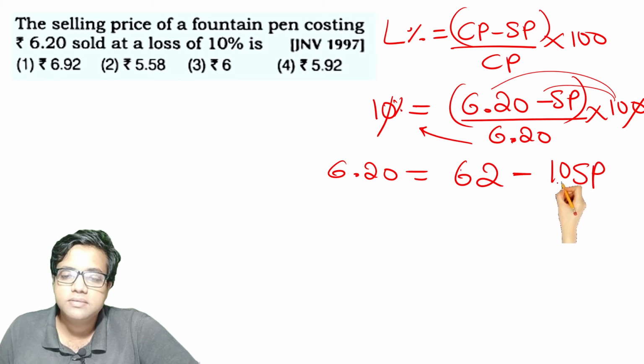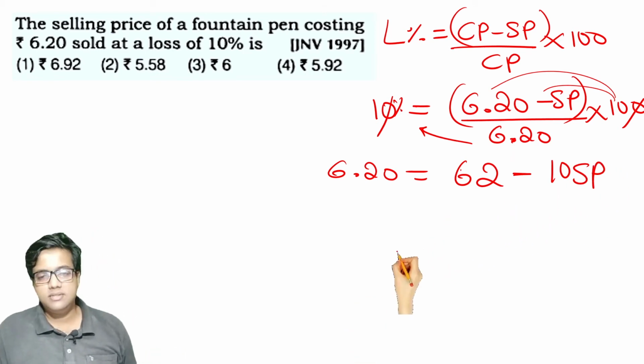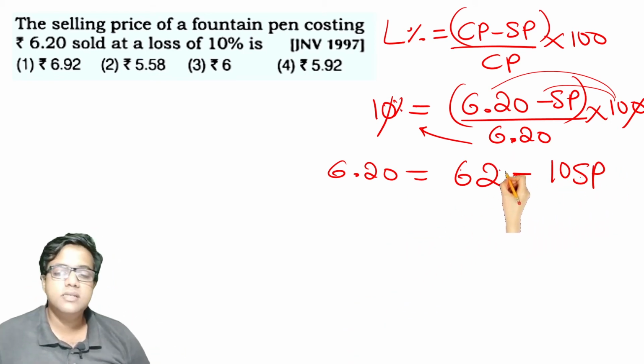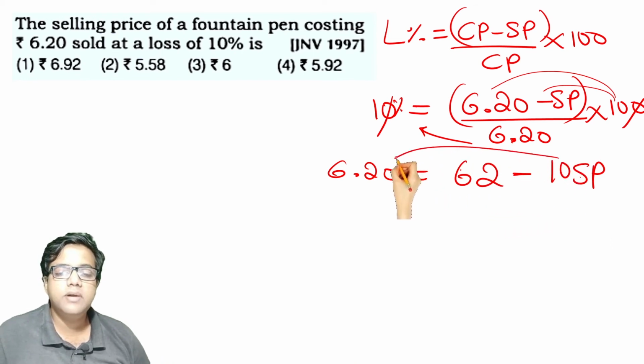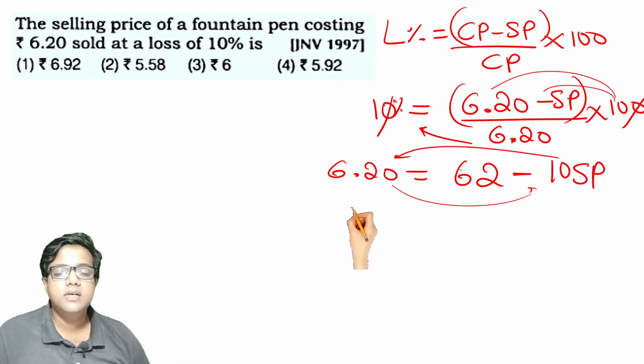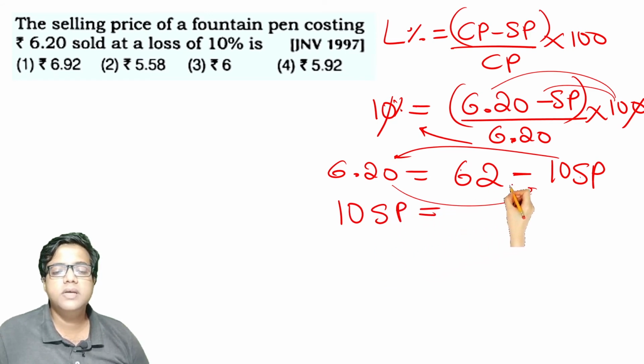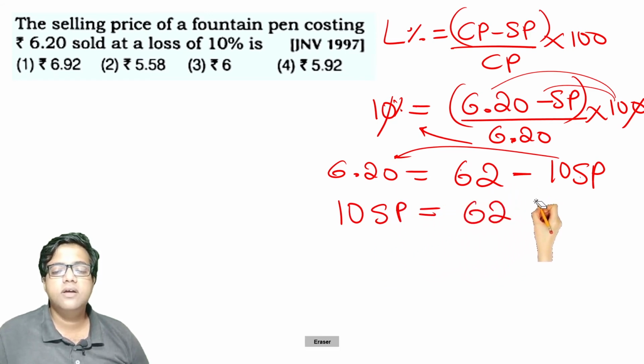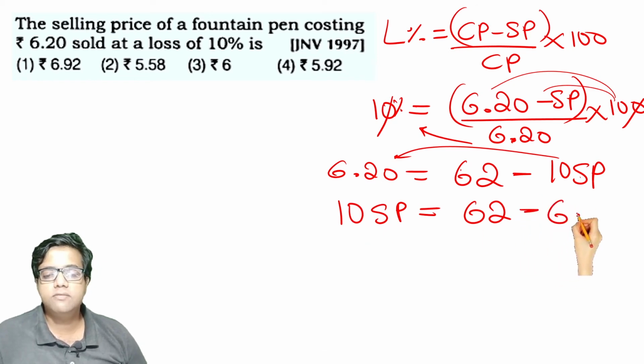So minus 10 selling price. 10 selling price will go this way, and 6.20 will come this way. So what will we be left with? Negative 10 SP will become positive 10 SP, and 62 is there itself, and 6.20 is having a positive sign, that will come as a negative.